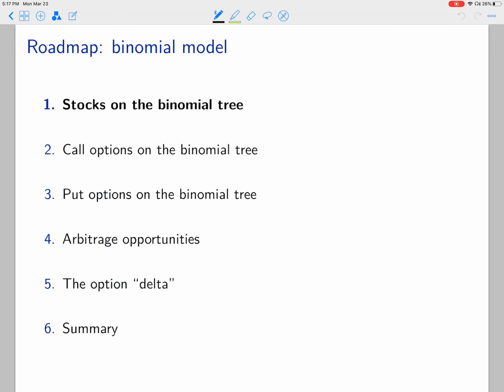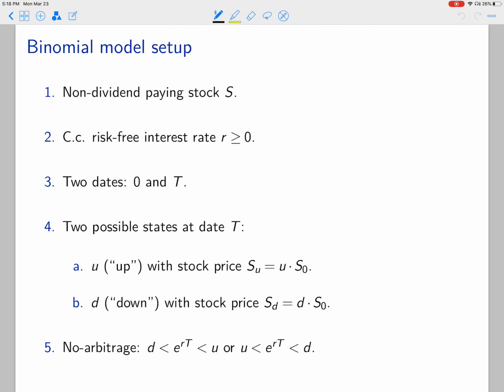In the first part of this lecture, we're going to lay the groundwork for the binomial pricing model. We're going to show how stocks and bonds evolve in the model, and we're also going to do a practice problem to reinforce our understanding. We'll then split the lecture up into three more parts. In the second and third parts, we'll learn how to price calls and puts using the binomial option pricing model. And in the final fourth part, we will discuss two auxiliary topics, which are arbitrage opportunities and a little insight about something called the option's delta. Okay, so let's get to work.